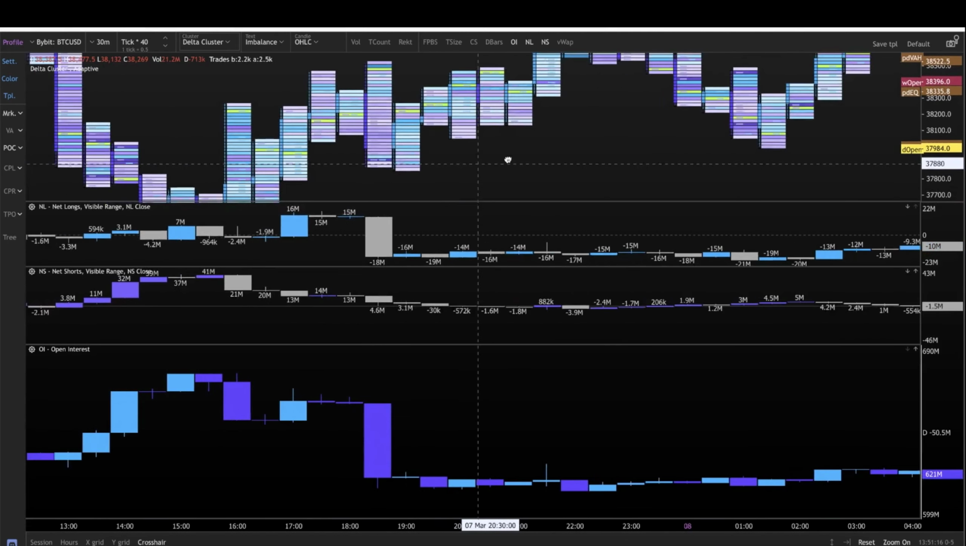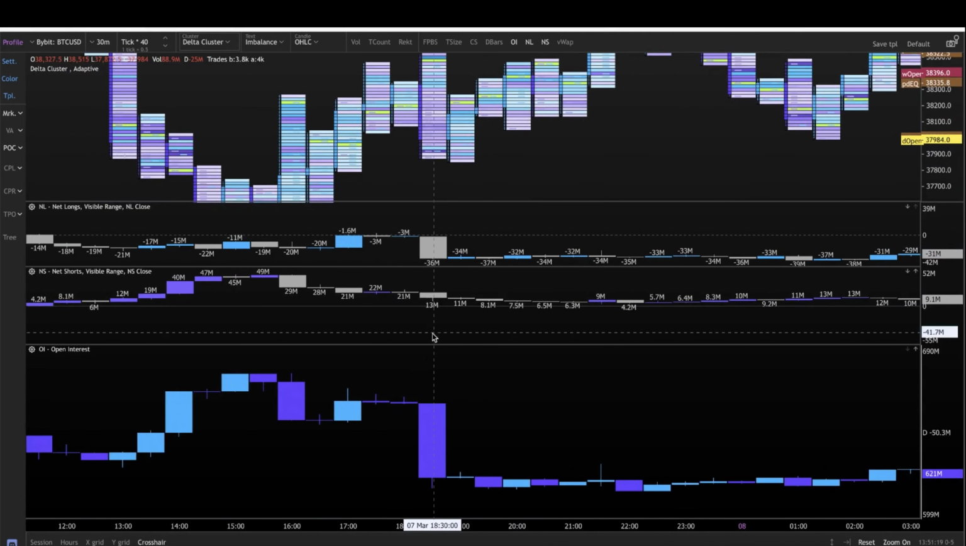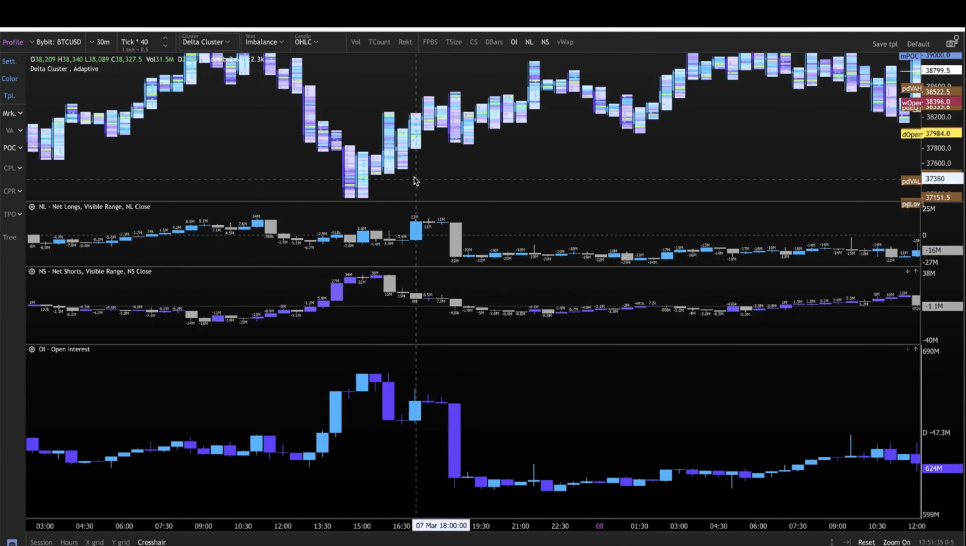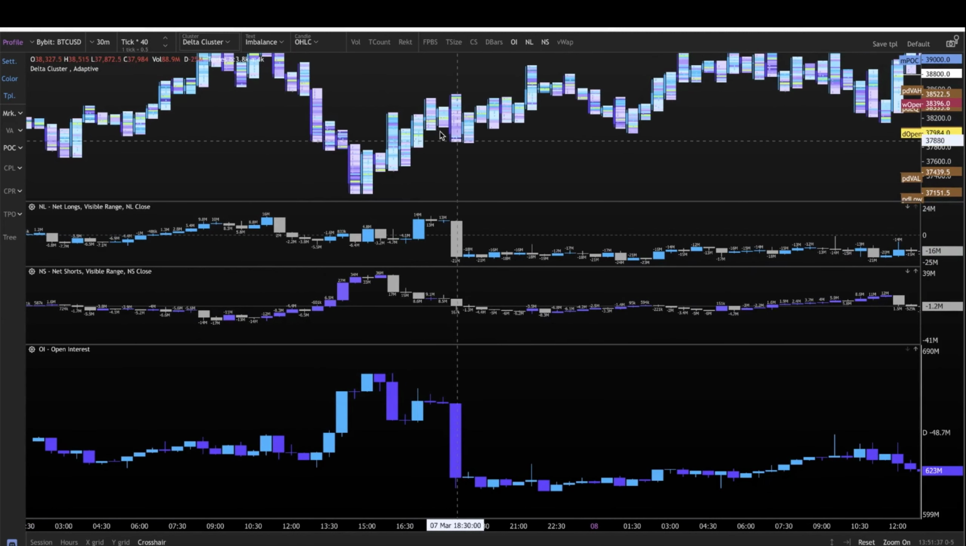During this purple candle that we had right here, we can see open interest decreased a lot, and we can see that a lot of longs actually closed out of their positions. 36 million closed out of their positions, and we can even see that some shorts closed out of their positions. There was a lot of people closing out trades. Okay, there was some indecision in the market here. People didn't know whether we were coming or going, so they're just closing out tons of trades.